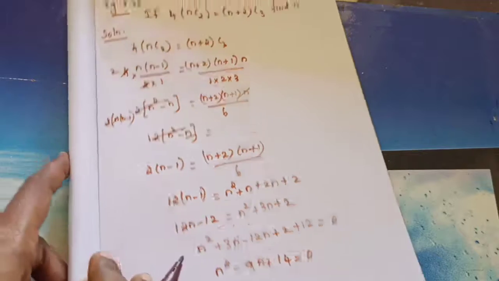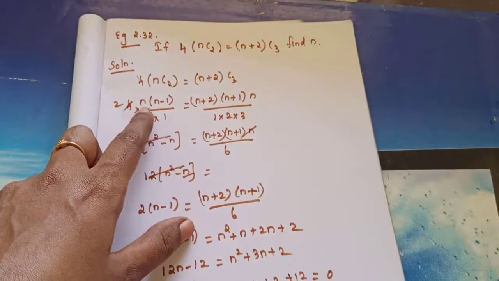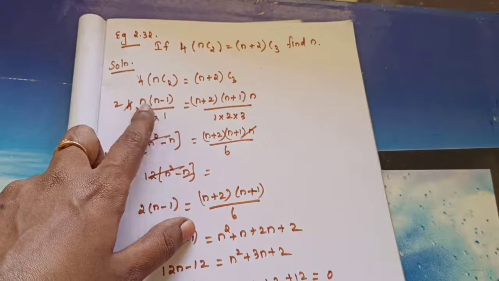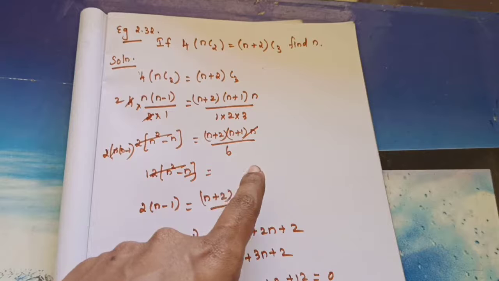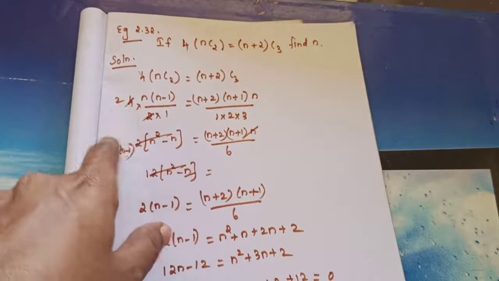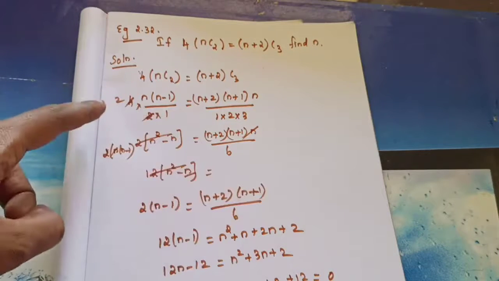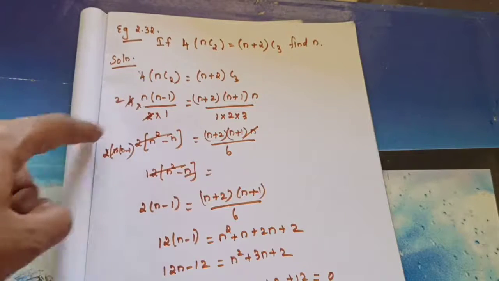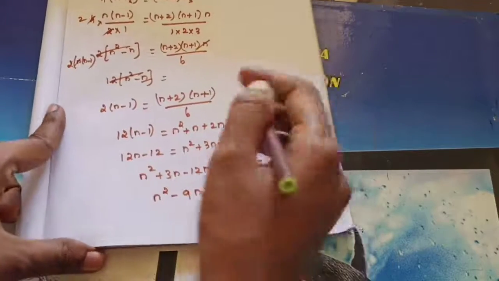Got it? So here what I did, 4c2. So nC2 means n into one more number, n minus 1 divided by 2 into 1, right? So same as that C3. If you took common outside and multiplied inside, we can't cancel, so it will be somewhat difficult. Because of that, I kept it like that, and n and n will get cancelled. So afterwards cross multiply and find out the quadratic equation.